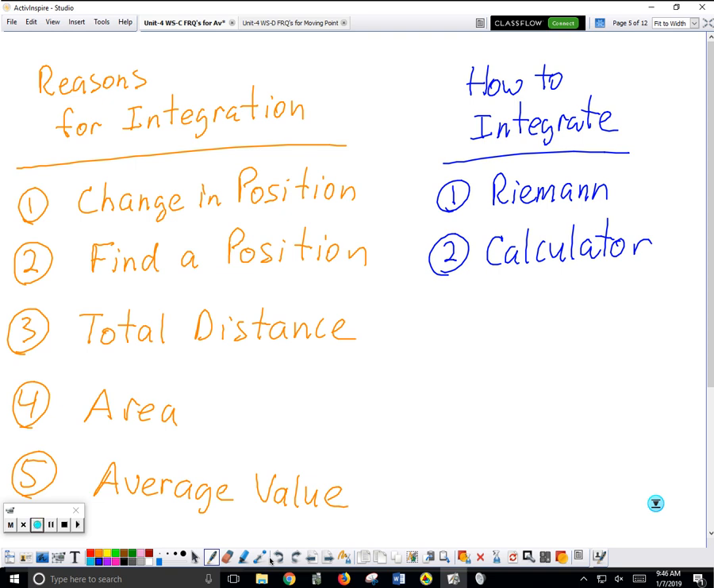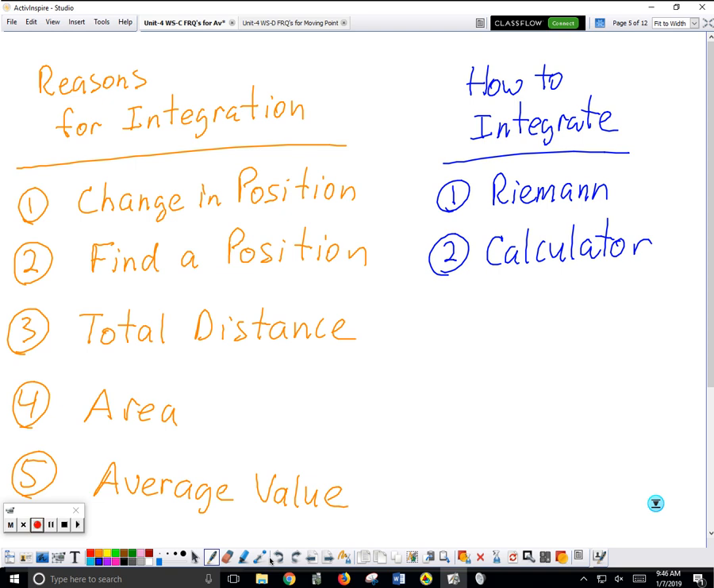Now, it is true what you said, but I wouldn't even remember it that way. I just follow their instructions. If they tell me to do a Riemann sum, I do it. If they tell me to use the calculator, I use the calculator. They don't usually say to use the calculator, it's the default. If the calculator's allowed and they don't say do Riemann sum, I'm using the calculator. Does that answer your question?